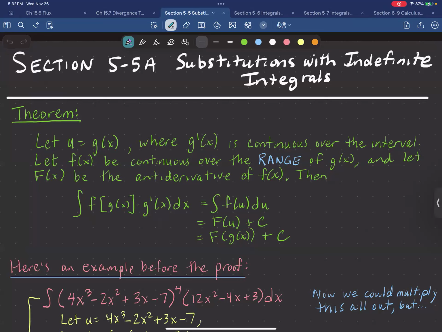This is going to be section 5.5. This is on using substitutions to do integrals. So let's take a look at it. We have a theorem. We're going to say u equals g of x, where g prime of x is continuous on the interval. We're going to have f of x be continuous over the range of g of x, the output of g of x, and let capital F of x be the antiderivative of f of x.